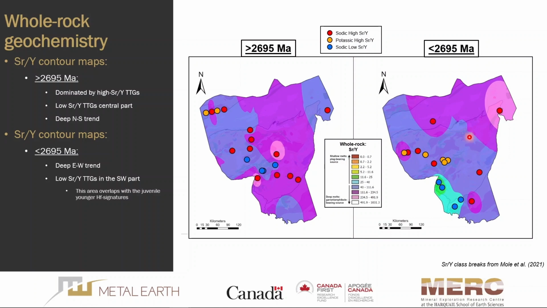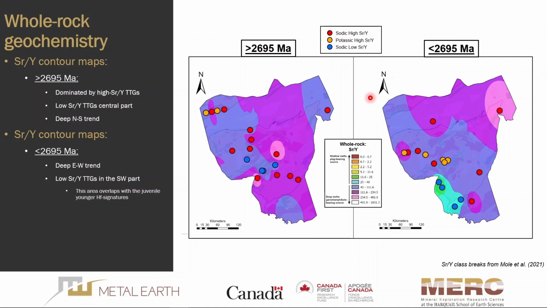And so I've done the same thing for the younger rocks. And we can see here that the difference is we're still having a lot of high strontium-yttrium TTGs. An interesting thing here, though, is that we have these low strontium-yttrium TTGs plotted in this southwestern area where we previously saw these more juvenile or younger crust hafnium values. So that's interesting and something to check out.